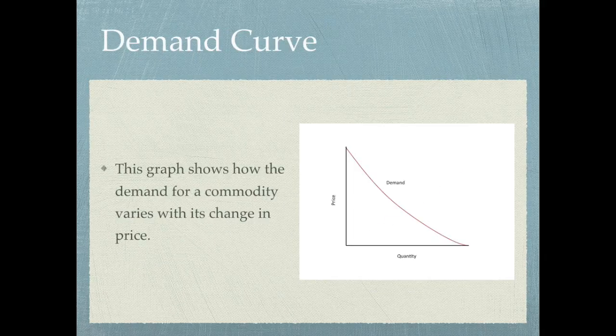Now with the demand curve, the graph shows how the demand for a commodity varies with its changes in price. Like with the supply curve, the price is on the x-axis and the quantity is on the y-axis. Now as you can see, I've given an example of a demand curve to the right. The demand curve corresponds specifically with the supply curve, and as one fluctuates, so does the other, and vice versa.